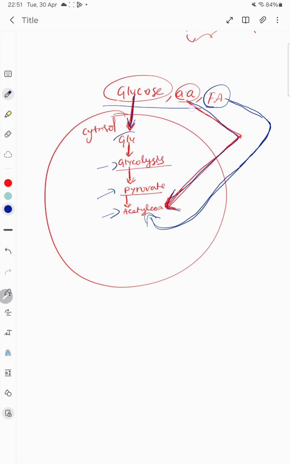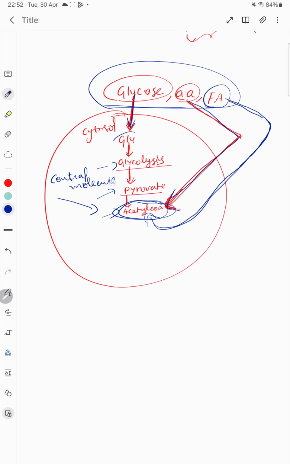Whatever that may be, you took all these after digestion, and by these three you obtained acetyl CoA. Okay, the final product from all these three ingredients is acetyl CoA. That's why we call acetyl CoA the central molecule of metabolism, because all these metabolisms end up with acetyl CoA. From acetyl CoA, the real metabolism starts.